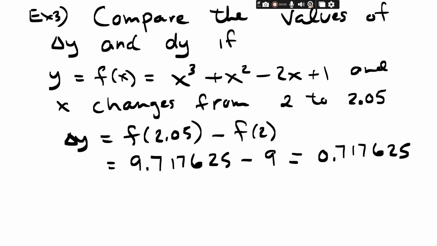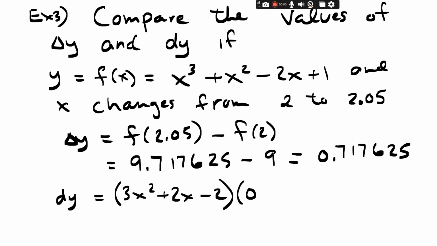Okay, so this tells the actual distance from the y value at 2 to the y value at 2.05 is 0.717625. Now the question is this, what's my quick answer? What's my dy answer? So the formula for it is the derivative, right? What's the derivative of f of x? 3x squared? Perfect, and then I have a dx next to it, right? Which is 0.05, we just figured out.